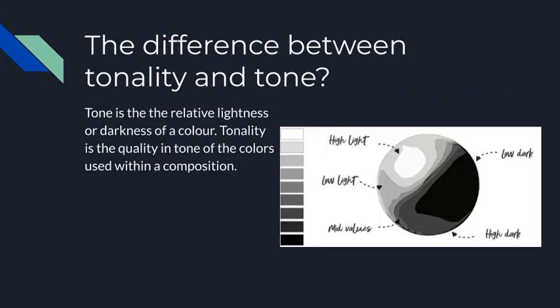And finally, what is the difference between tonality and tone? Tone is the relative lightness or darkness of a color, while tonality is the quality and tone of the colors used within a composition.